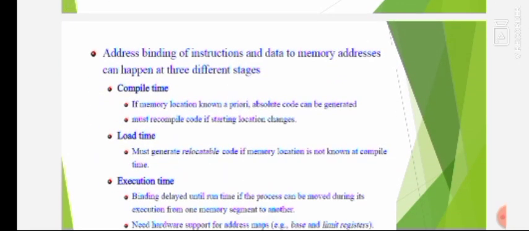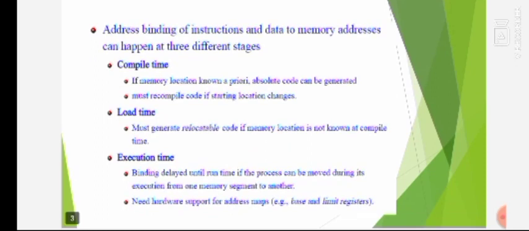Address binding of instructions and data to memory addresses can happen at three different stages. One is compile time. Compile time: if the memory location is known a priori, absolute code can be generated. It must also recompile code if the starting location changes. Load time: must generate relocatable code if the memory location is not known at compile time.